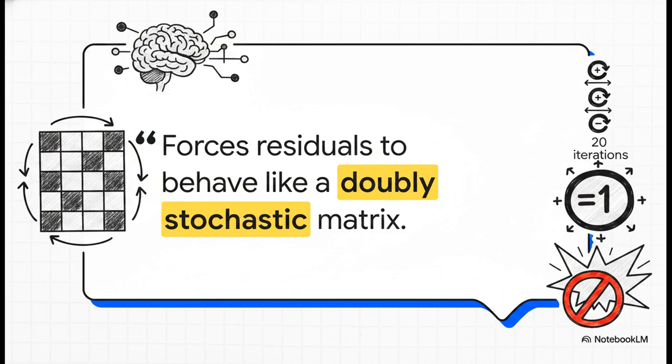By using something called the Sinkhorn-Knopp algorithm, they run about 20 iterations of normalizations right before each layer processes the signal. Because every single row and every single column must mathematically sum to exactly 1, the total signal is physically forbidden from blowing up. They essentially mandated a law of physics for the math to prevent that feedback loop.